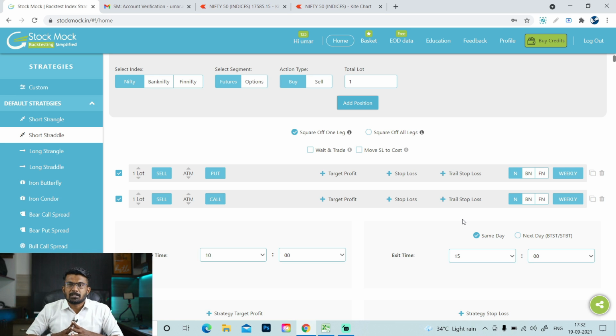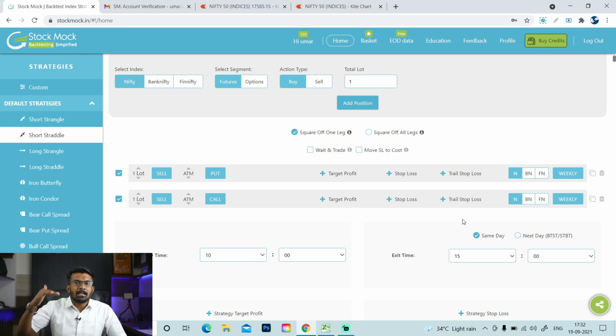Now the put position, since the market is moving from 17,500 to 17,600 or 700 or 800, the at the money put is going to be out of the money. So obviously what is going to happen is erosion of premium, and on the put side you will gain money.